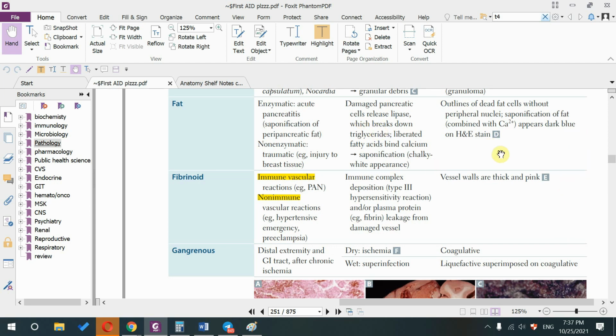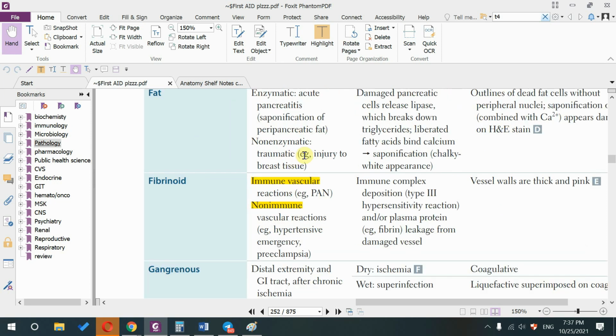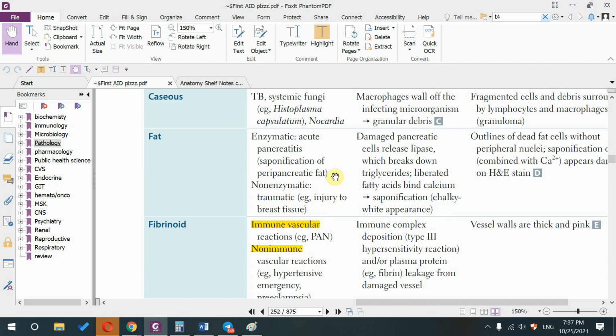So there are two types of it. There is the enzymatic and the non-enzymatic. The non-enzymatic, I just told you an example of it. It's like trauma leading to injury of the breast tissue, leading to a mass. It becomes calcified around it and the fat starts coming in there, and you have a fatty biopsy with surrounding what? Calcification, correct, full of calcium.